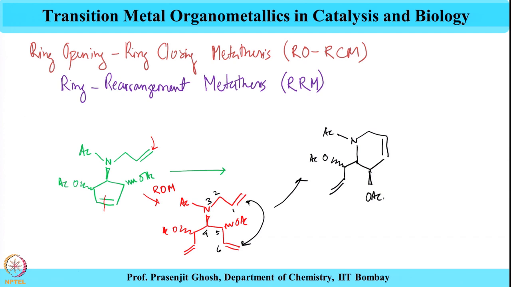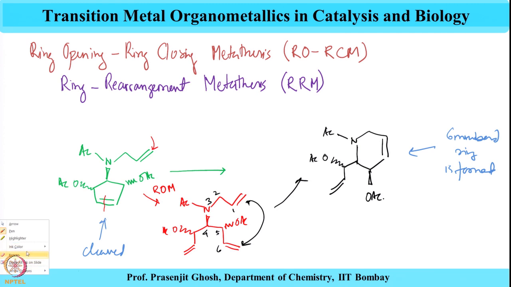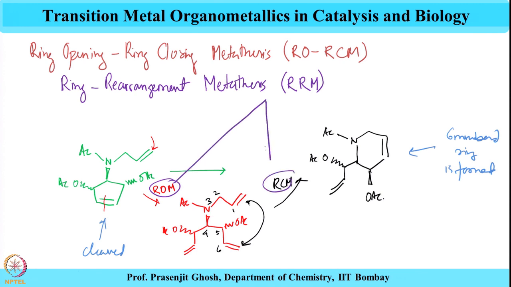So, if one were to look at the outcome, a smaller 5-membered ring is cleaved and a 6-membered ring is formed. So, this is a simultaneous two metathesis reaction occurring. The first is ROM and next is RCM, and together these two reactions, this ROM and RCM together, is referred to as RRM or ring rearrangement metathesis reaction.